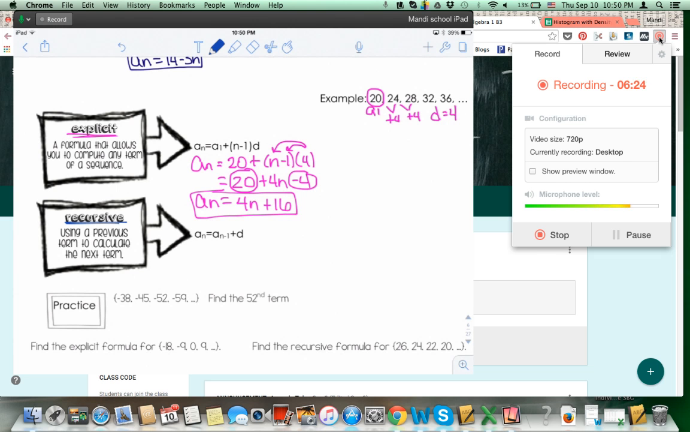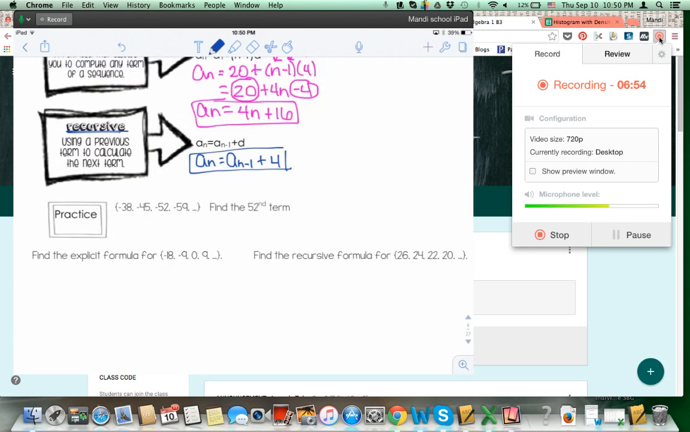So if they ever ask you for that formula, it's actually easier to write than the explicit formula. So we have a sub n equals a sub n minus 1. Well, we still don't know what n is, so we write that down. Plus the common difference of 4. Now, like I said, it's not as user-friendly because it doesn't really tell us as much, but it is a little bit easier to get. Okay, so let's practice a few more of these.